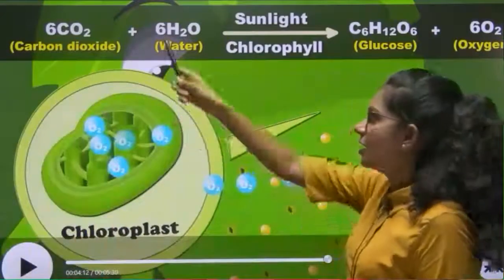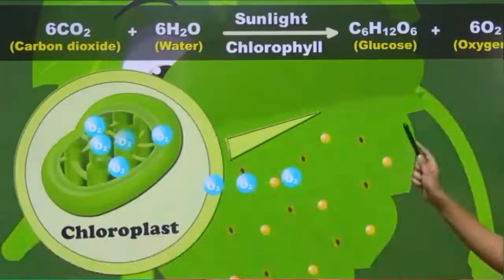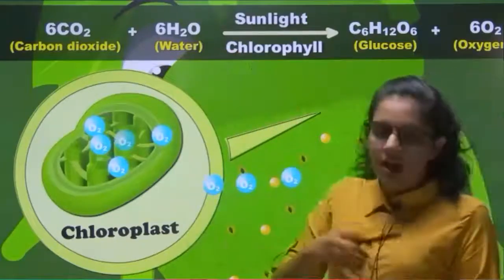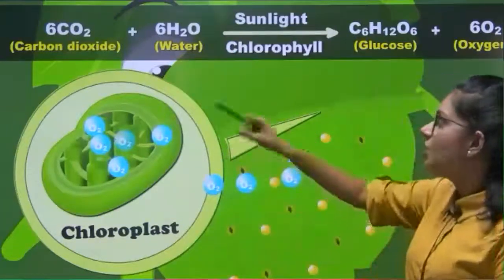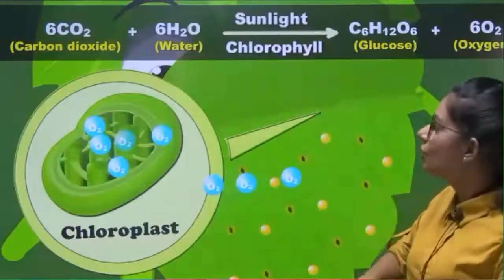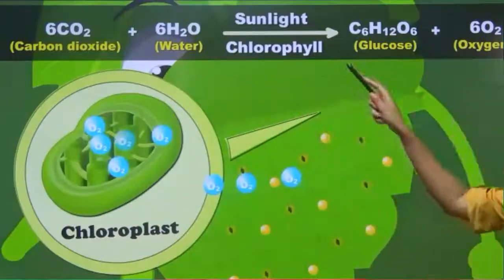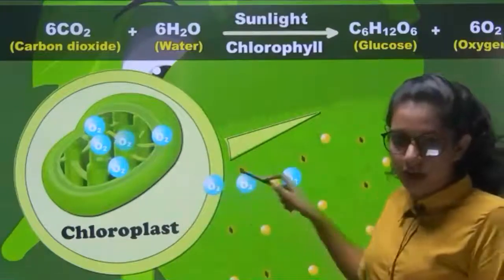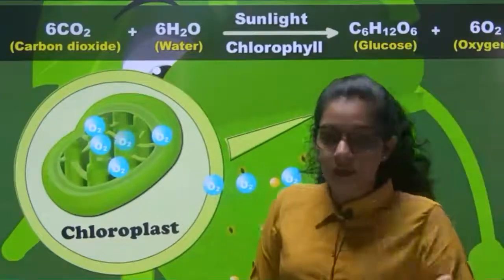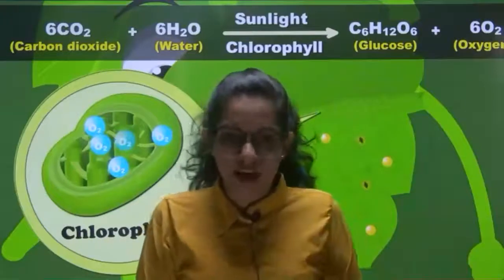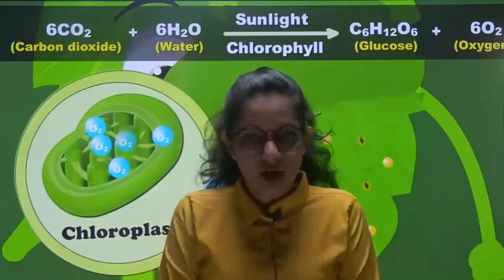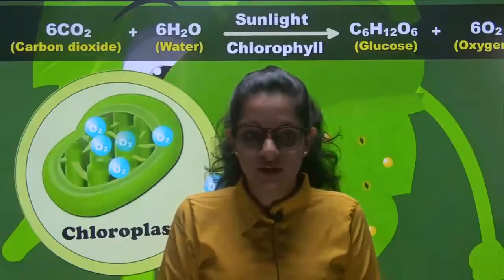Okay, class. Now look here what is happening. In the process of photosynthesis, as you can see, this carbon dioxide is entering the stomata and water is coming from the roots. The plant is using sunlight and chlorophyll to form glucose and oxygen is released. Look, oxygen is being released from the leaf here. So the plant gives you oxygen. This thing you know very well, right?